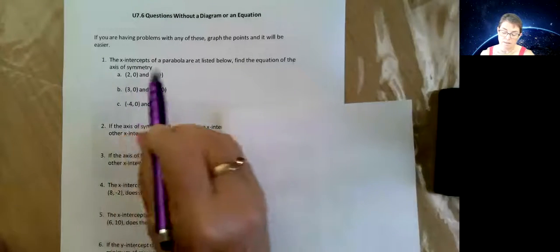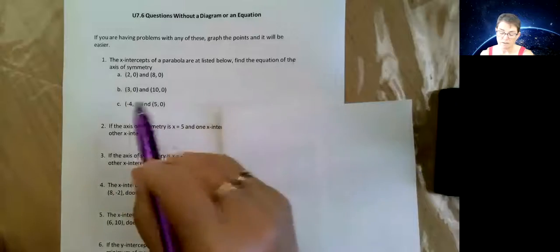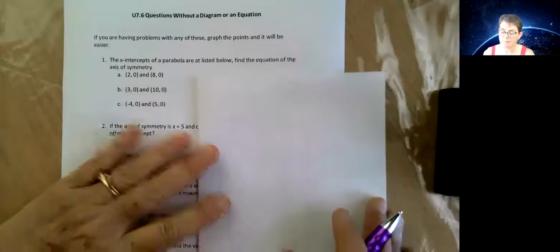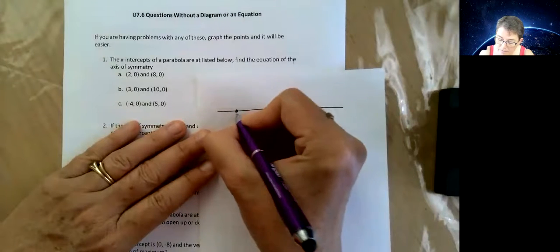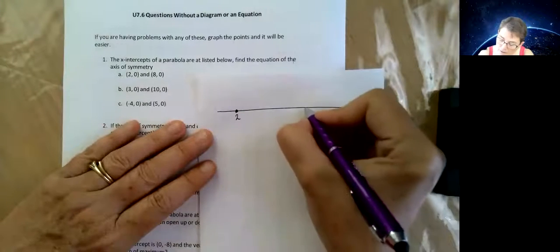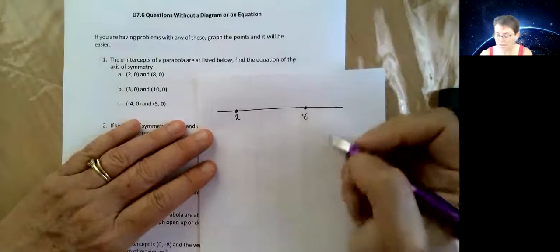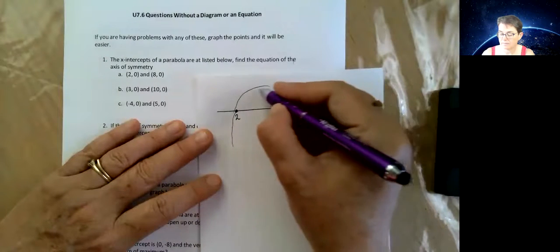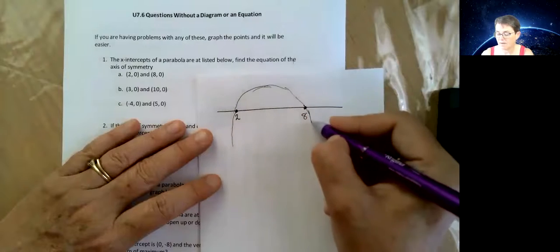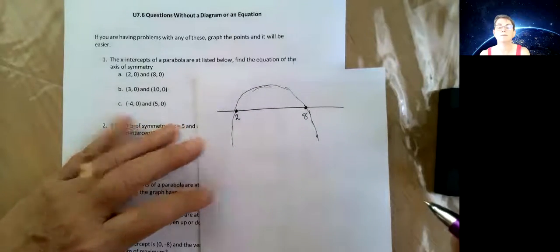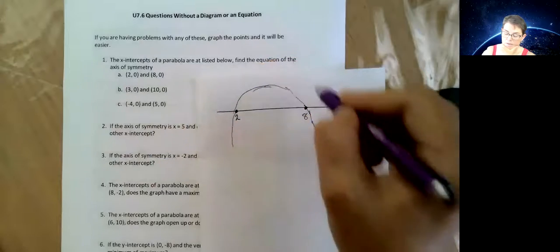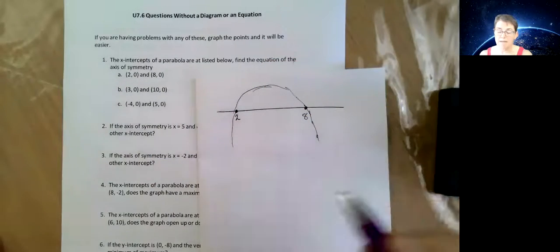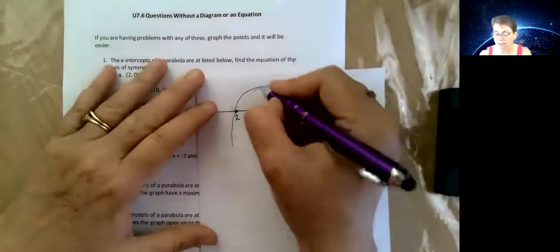The x-intercepts of a parabola are listed below. Find the equation of the axis of symmetry. So I'm just going to do this on rough paper. So there's 2, and there's 8, and it said a parabola. Oh my goodness, that's a terrible drawing. It goes like that. And it'd be okay if you had drawn it the other way. It doesn't really matter. But the axis of symmetry is going to divide this parabola in half.